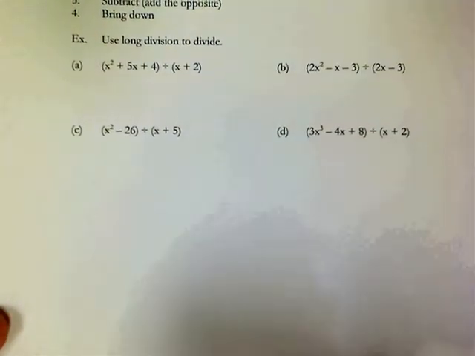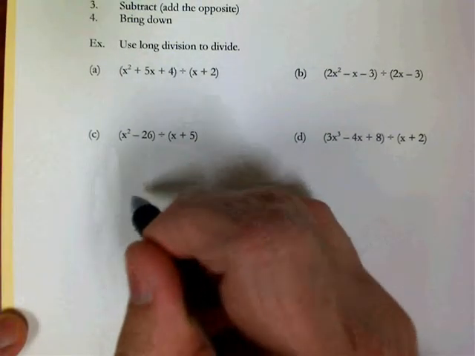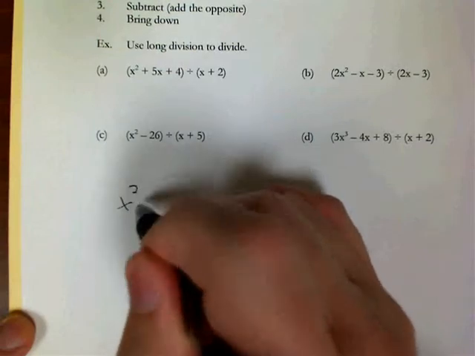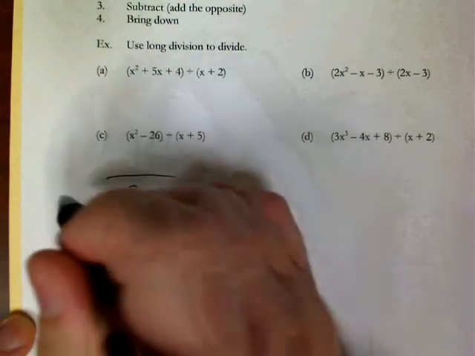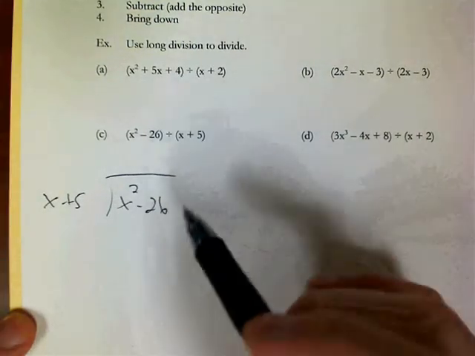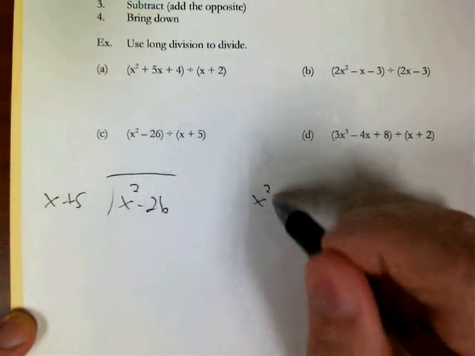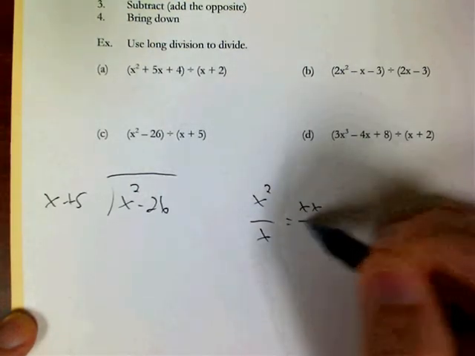Now let's do question C. We'll do it on this paper. Let's write it down. X squared minus 26 goes underneath, and the x plus 5 goes on the inside. Before we do anything, when we divide x into x squared, which is the same as x over x is canceled, leaves an x.